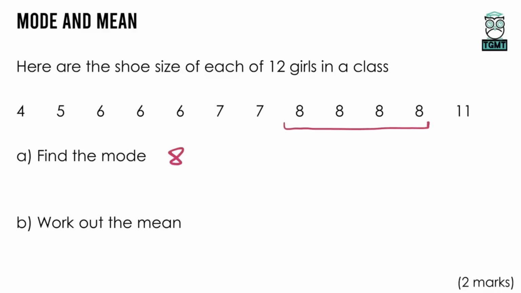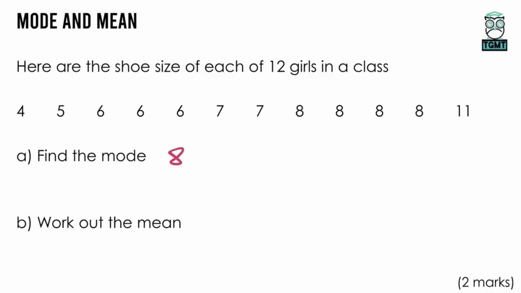If the numbers are not in size order, it's always good practice to put them into size order just to help with other averages as well. Of course, we can see the range more clearly, the distance between the smallest and biggest, and we can see the median more clearly, which is the middle number. Now, the next part of this question is asking us to work out the mean. The mean is where we add them all together and divide by how many numbers there are.